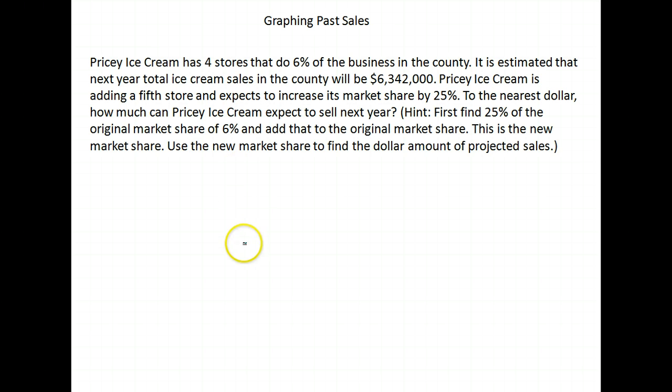Okay, Pricey Ice Cream has 4 stores that do 6% of the business in the country. It is estimated that next year's total ice cream sales in the country will be 6,342,000. Pricey Ice Cream is adding a 5th store and expected to increase its market share by 25%. To the nearest dollar, how much can Pricey Ice Cream expect to sell next year? It says, hint, first find 25% of the original market share of 6% and add to the original market share.